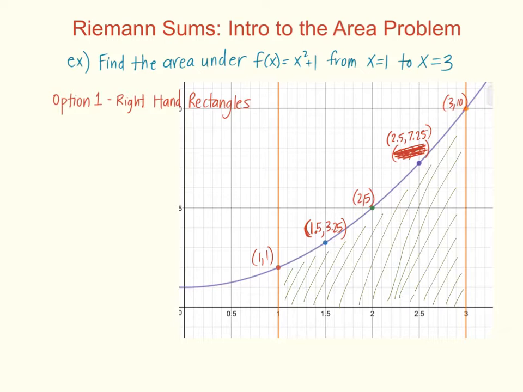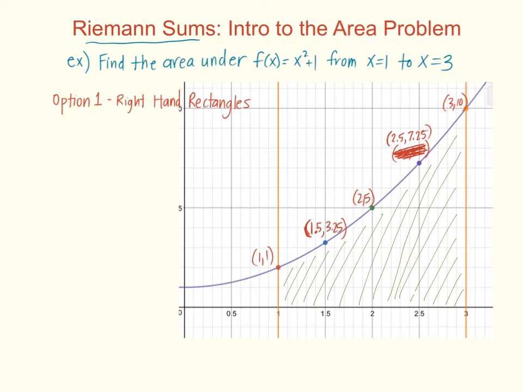So here's our first attempt to find this area, and it's called a right-hand rectangle method, a right-hand rectangle Riemann sum. So our strategy here is to break this shape up into pieces that you can find the area of, and in this case we're going to use rectangles.